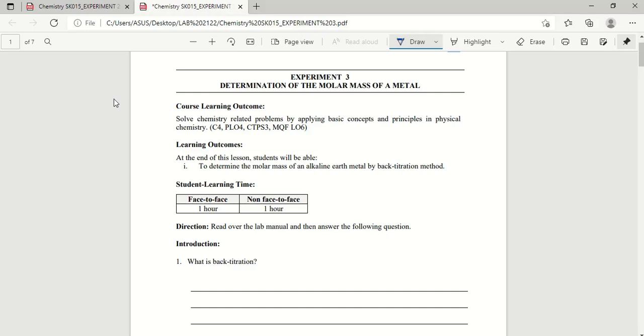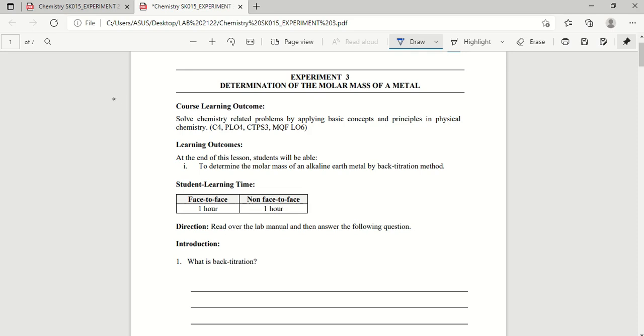Assalamualaikum and hi everyone. In this video, we are going to discuss pre-lab experiment 3, determination of the molar mass of a metal. We are going to use back titration in this experiment. So, the first question is, what is back titration?